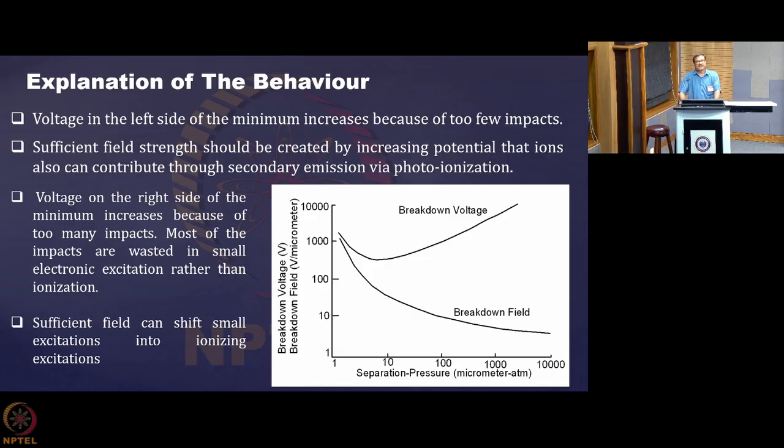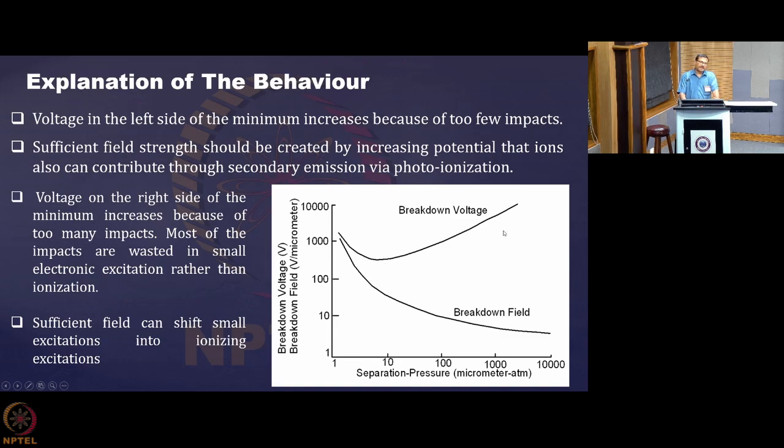So, because of that, this breakdown voltage is now increasing. If you give a higher voltage, then you will have a higher electric field, so the electron will be able to travel a longer distance to make the breakdown happen.